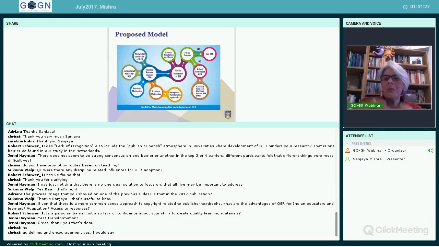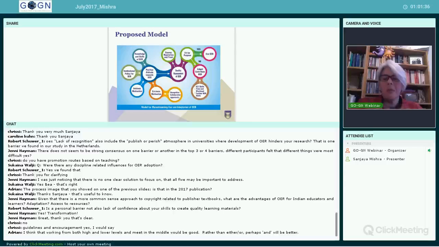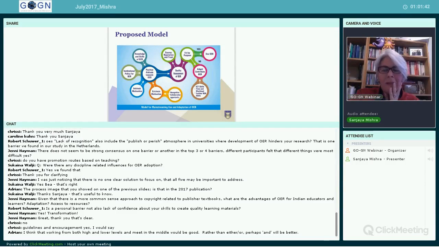So you might as well be working against the whole OER movement. I think it might have a better impetus if it actually starts from the bottom up rather than coming from the top to the bottom. I don't know what you think.